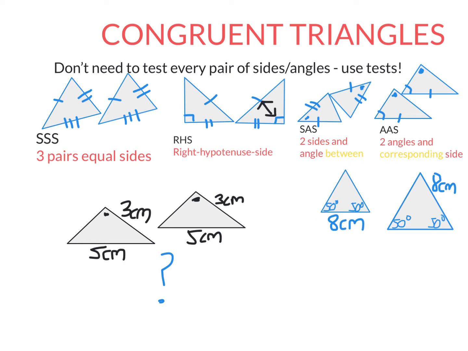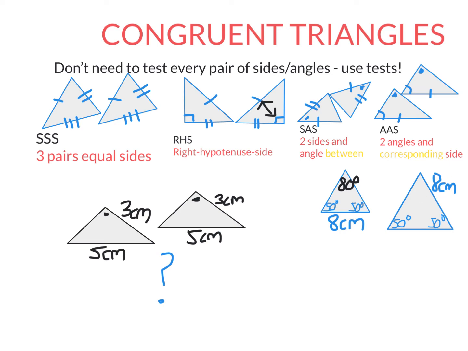So look at these two triangles here. We have 1, 2 pairs of equal angles and a pair of equal sides. But we can't use the AAS test because the side given is not the corresponding side. Here the 8 centimeters is opposite a 50-degree angle. Here the 8 centimeters would be opposite this angle, which is 80 degrees, because 50 plus 50 plus 80 is 180. So 8 centimeters here is opposite the largest angle. 8 centimeters would be the longest side in this triangle, but here it would be the shortest side.